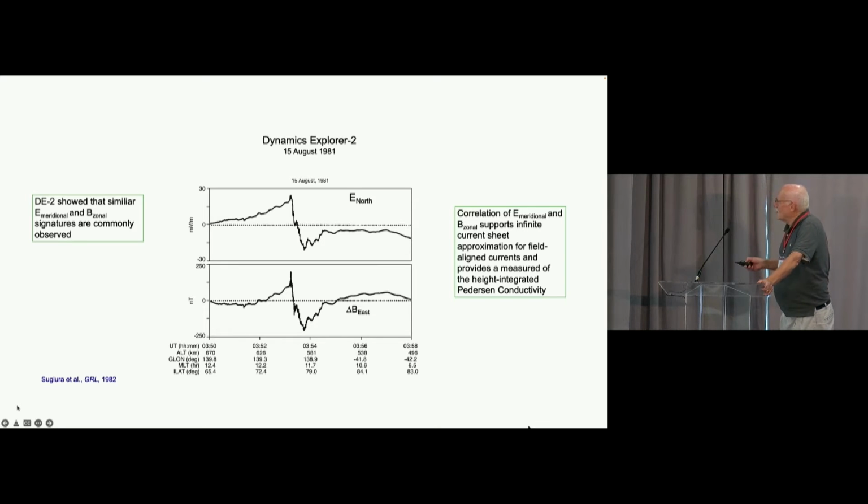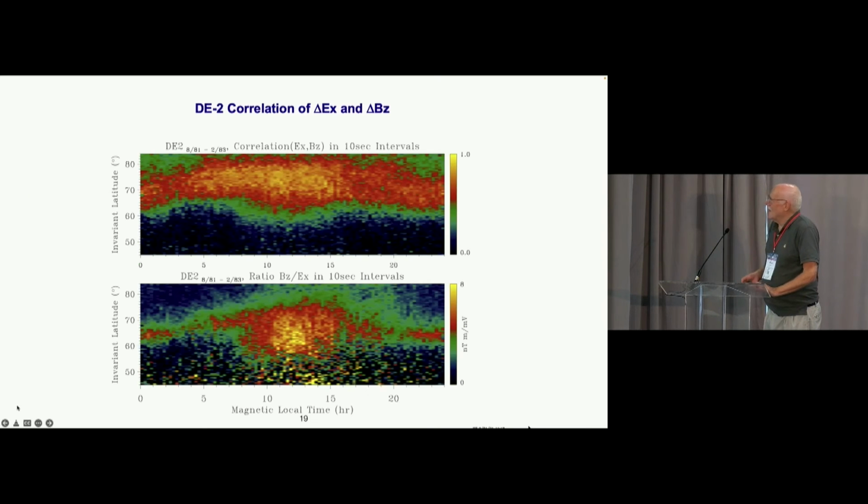Now, also from this correlation, you can get the height-integrated Pedersen conductivity. You can do quite a bit. So having E and B is not just for Poynting flux. It's really this correlation that's so important. In fact, we've taken 10-second intervals of the delta E and delta B data, and just looked at where the correlation is highest. And we've really seen it's at these higher invariant latitudes, and particularly in the cusp.